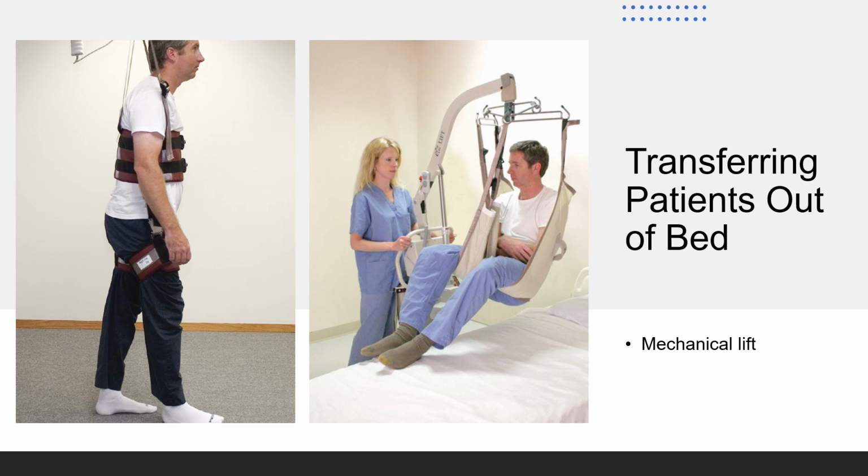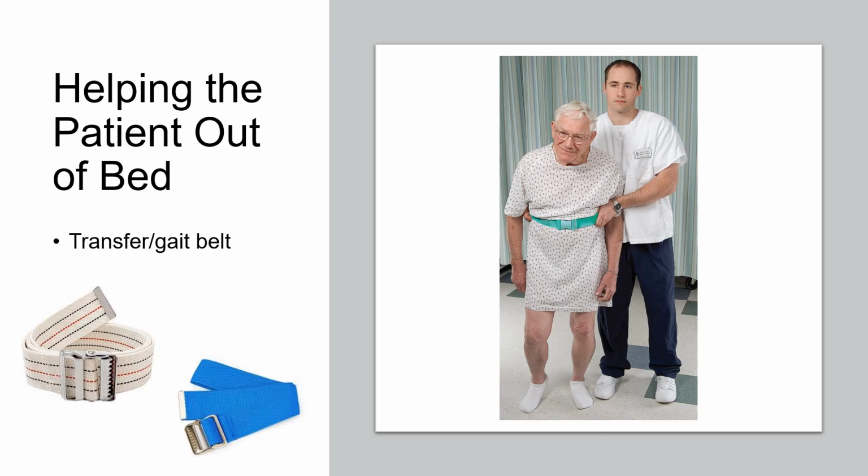Then we have mechanical lifts. So these are nice because if the patient's obese, very high weight, this keeps the patient safe, moves them around, up in bed. You can put them in the chair or on another bed. When you help the patient out of bed, you want to use a gait belt when appropriate, and this just gives you something to hold on to so the patient just doesn't fall down if they're weak.